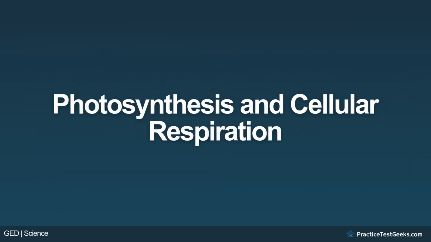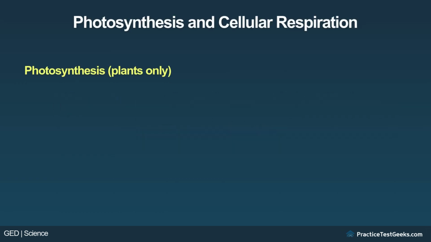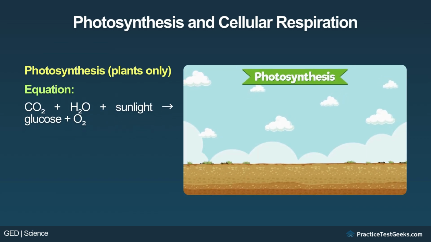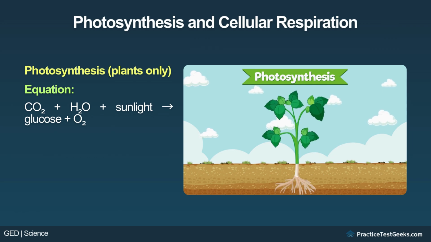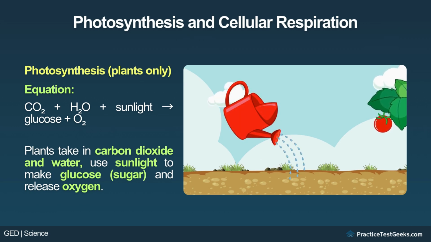Let's now explore how living things, especially plants and animals, create and use energy. This brings us to two key biological processes: photosynthesis and cellular respiration. First, we'll start with photosynthesis, which happens only in plants. The process can be summarized like this. Carbon dioxide plus water plus sunlight produces glucose and oxygen. In simple terms, plants absorb carbon dioxide from the air and water from the soil.